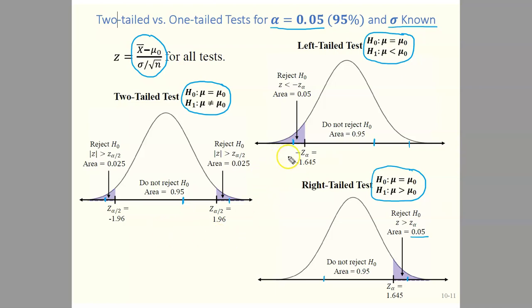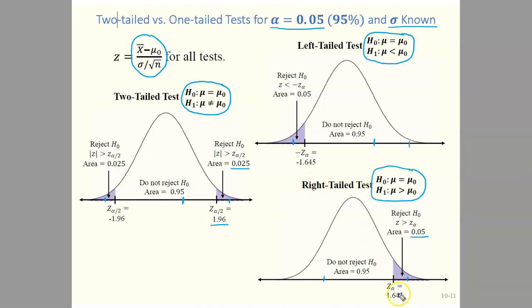Also take note how our critical values change in each of these tests. For a two-tailed test, our z alpha over 2 value is 1.96, and that's because we want the area in the right tail here to be 0.025, and that's for a significance level of 0.05. Notice we have two tails. Each tail has to have an area of 0.025, which is half of 0.05. And so our critical values are plus and minus 1.96.